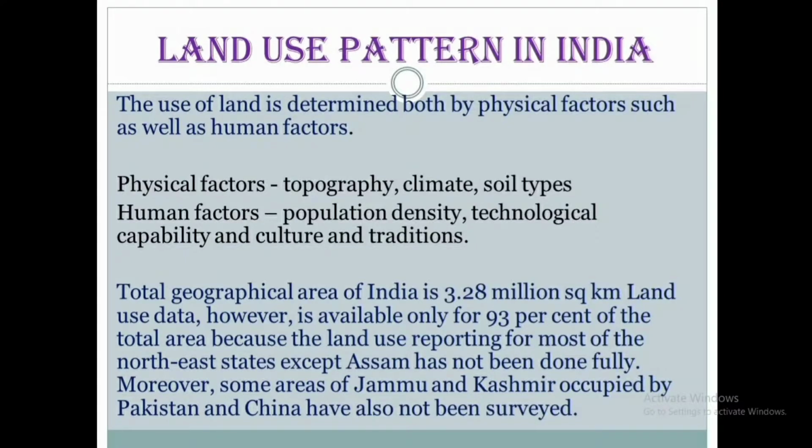Physical factors could be topography, climate, or soil types, and human factors could be population density, technological capability, culture, and traditions. Now, the total geographical area of India is about 3.28 million square kilometers, although we use only 93% of this total area because the land use reporting for most of the northeast states except Assam has not been done fully. Also, some areas of Jammu and Kashmir occupied by Pakistan and China have not been surveyed.